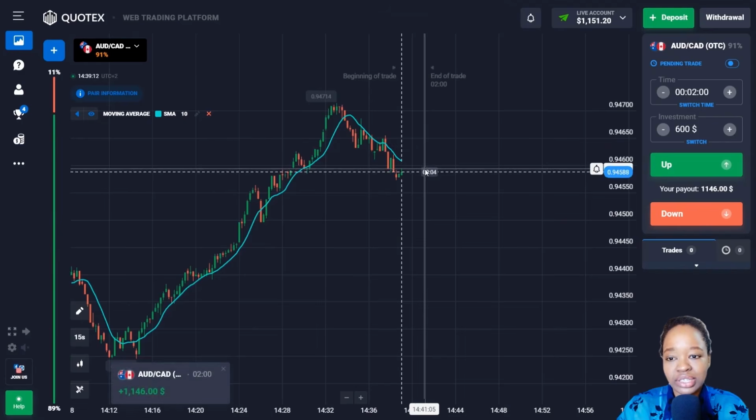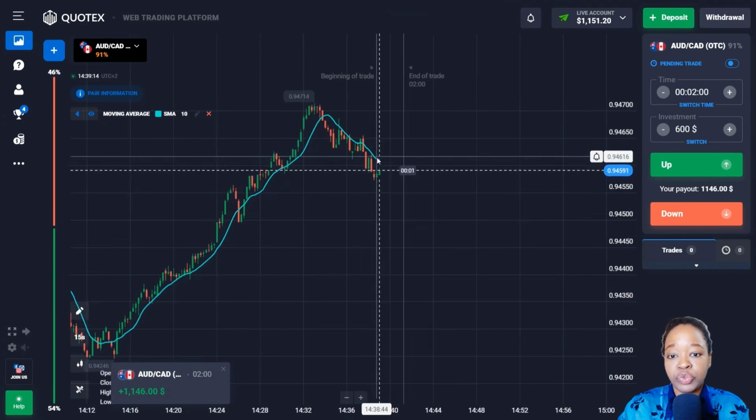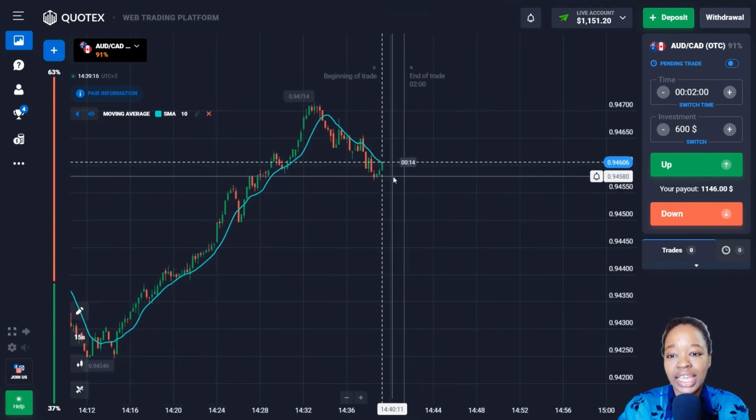This is good, friends. You can see the price has continued to move down and I got very good profit again. As you can see, I was able to predict further price movement with the help of the indicator, of course. Everything is going great.